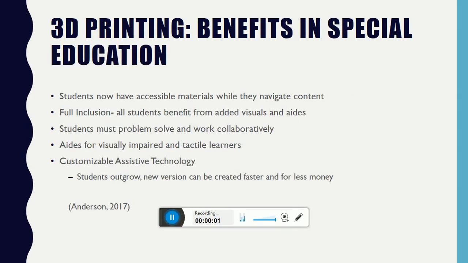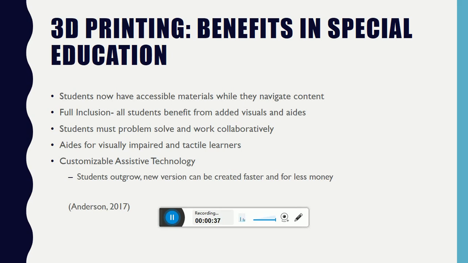So 3D printing and benefits in special education specifically. With 3D printing, students now have accessible materials at the same time as they are navigating content. Whereas in the past, students would have to try to figure out the materials before they could even delve into the actual content. 3D printing allows for full inclusion. We know that all students, general ed or special ed, benefit from added visuals and learning aids like tactile models.